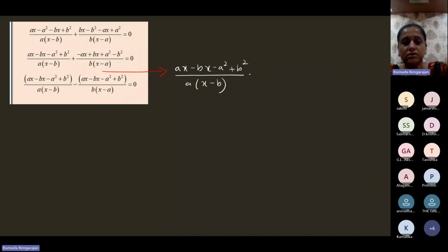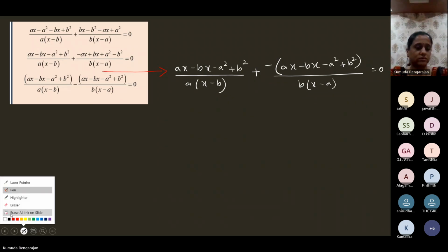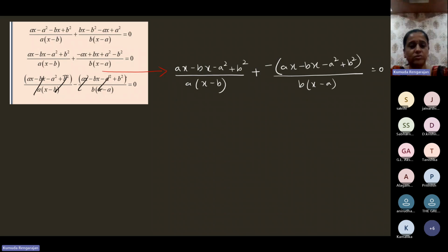We just observed that the terms are the same, but the signs are opposite. So what we do, plus, we'll take a minus common. So you'll have minus ax becomes plus bx becomes minus bx, plus a square becomes minus a square, and minus b square becomes plus b square. When you take out a minus common, denominator as it is, is equal to 0. Don't see this step now. I'm saying after the step.